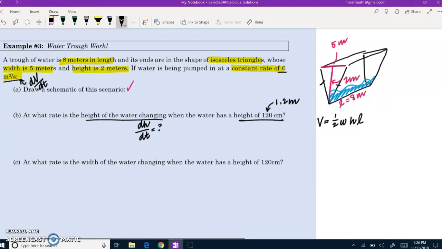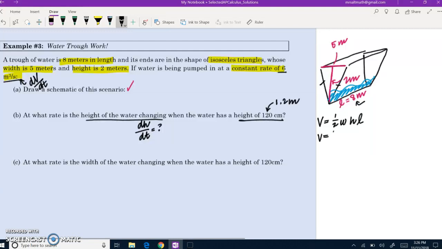But right now we have 4 different variables. We've got volume, width, height, and length. And we want to be relating 2 variables. That's our goal for this kind of problem. The nice thing is that as soon as you fill in water in the trough, the length value is going to be constant. We're not going to be condensing the trough in or expanding it out. As we fill it up, the only thing that's changing is either our width or our height. So this value is going to stay constant at 8.